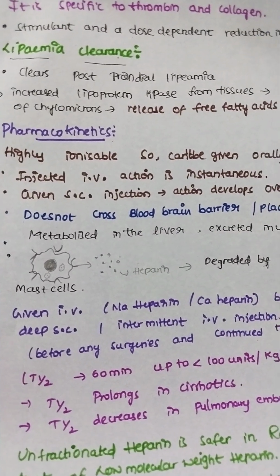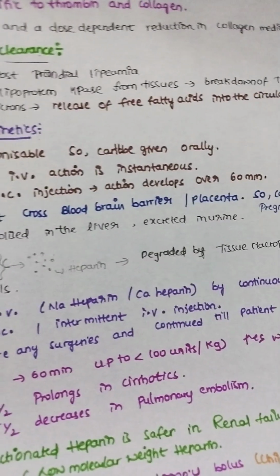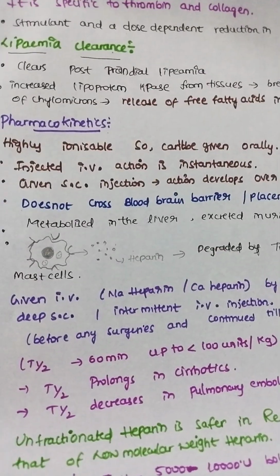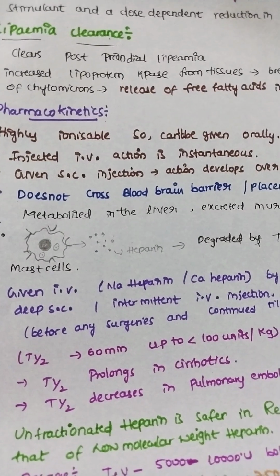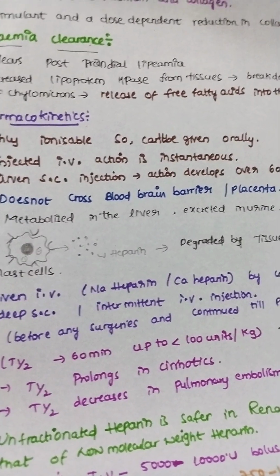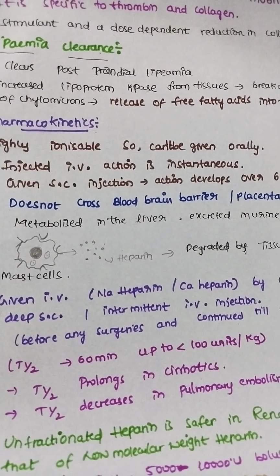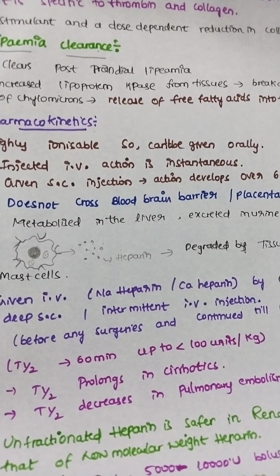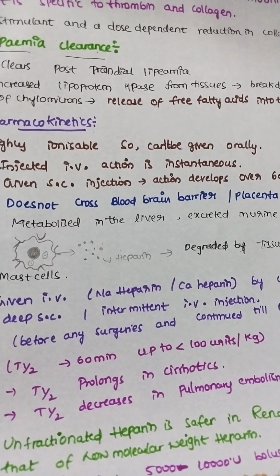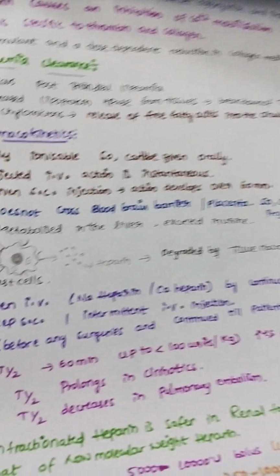If we give it IV, we should give heparin in the form of sodium heparin or calcium heparin. We should give it by continuous infusion because IV means rapid action is seen. So we'll give a deep subcutaneous or intermittent IV injection. Before any surgeries, because in surgeries prolonged immobilization is seen, which will lead to clot formation, we'll give it during the surgeries and continue till the patient is discharged.